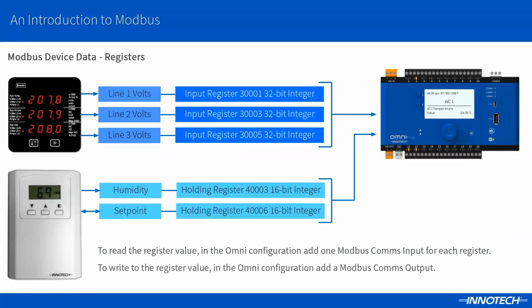Omni can write to the set point by using a Modbus comms output block set to write to holding register 40006. This simple example sets the foundation of a Modbus integration project. You just need to obtain the correct documentation and data for the device.